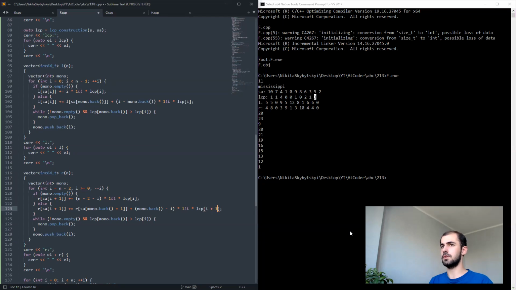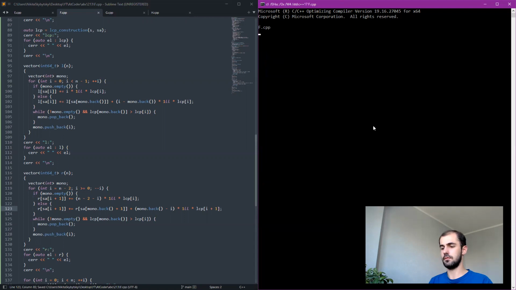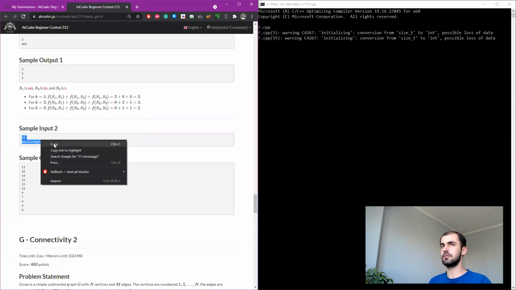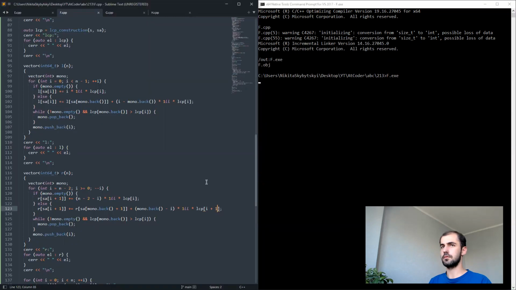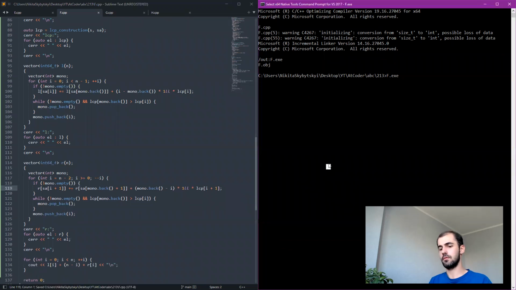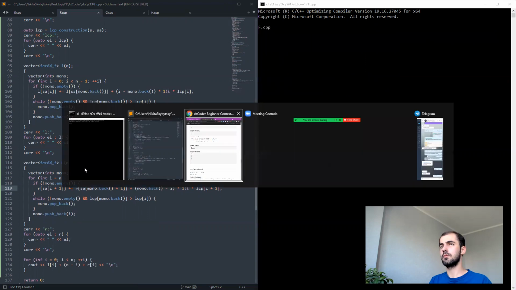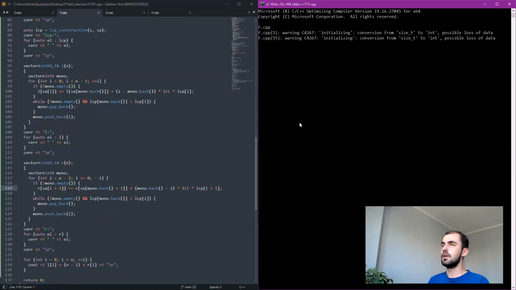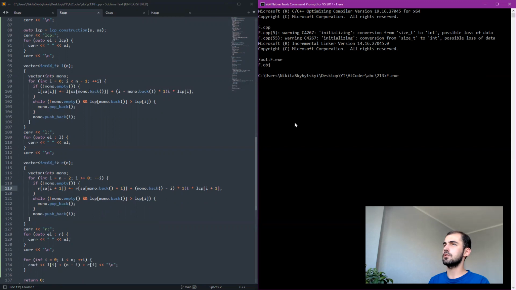Is it LCP I plus 1? No, mono is empty only if it's the beginning of the entire thing. So I should instead write like this. Definitely not a 500 problem if this is the intended solution.